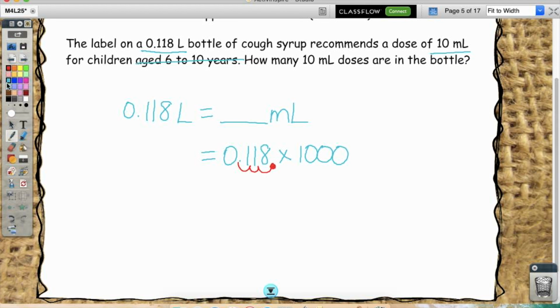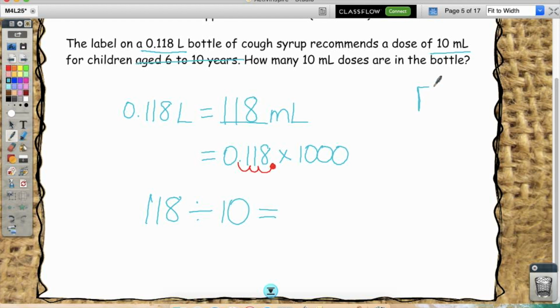So my answer to this would be what? 118 milliliters. So that's easier to work with, okay? And I love the number 10. So the next step, step 2 is, we said we were going to divide, right? So write that down.